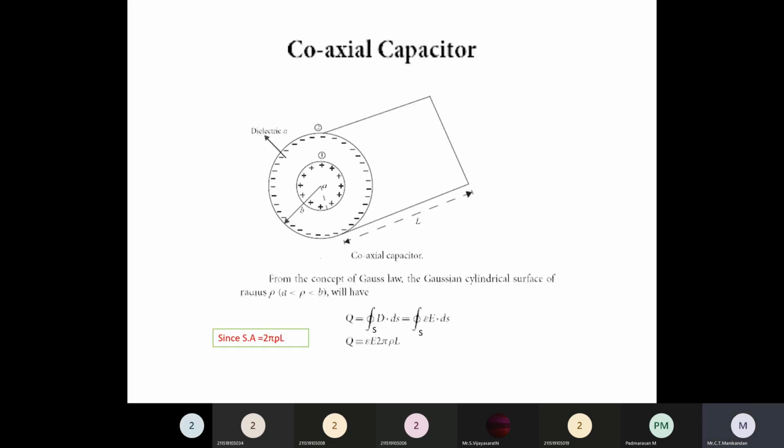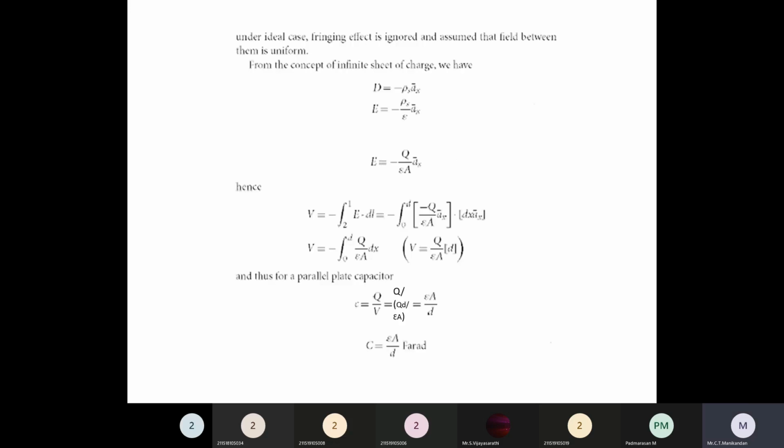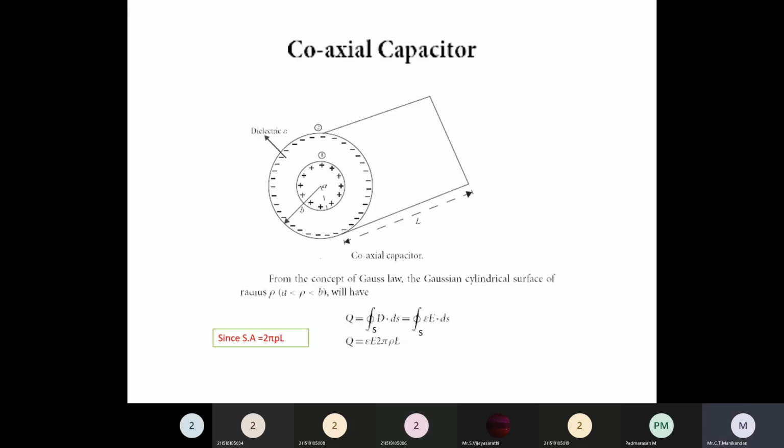The next one is the coaxial capacitor, or cylindrical capacitor. We have three coordinate systems, as I told already: Cartesian, cylindrical, and spherical. The parallel plate capacitor corresponds to the Cartesian coordinate system. The coaxial capacitor corresponds to the cylindrical coordinate system.